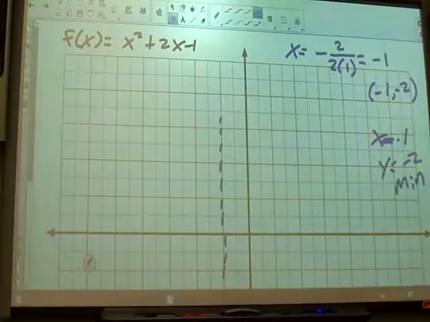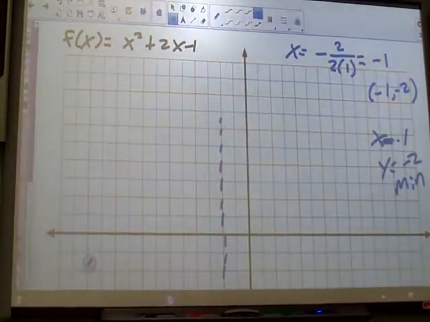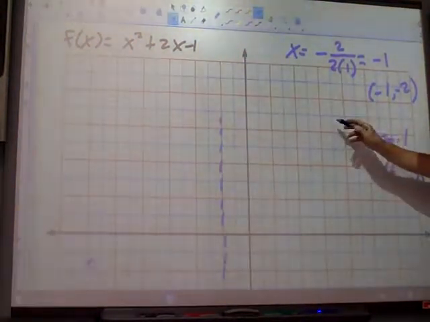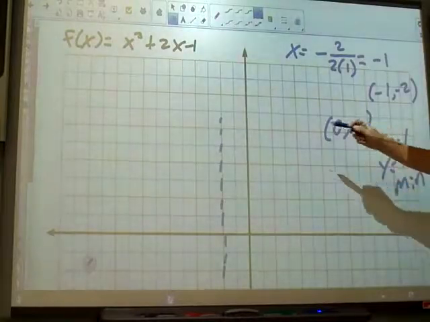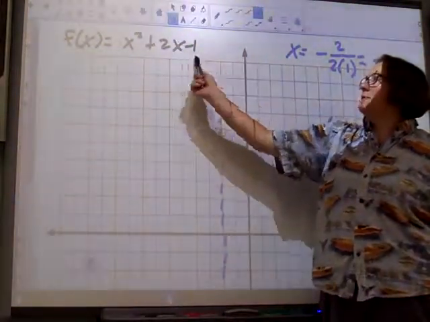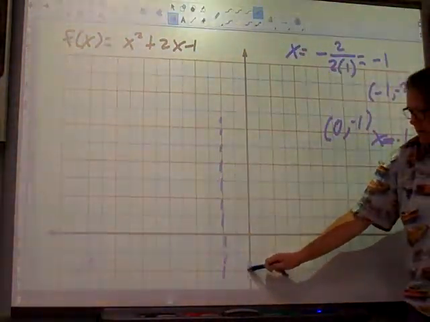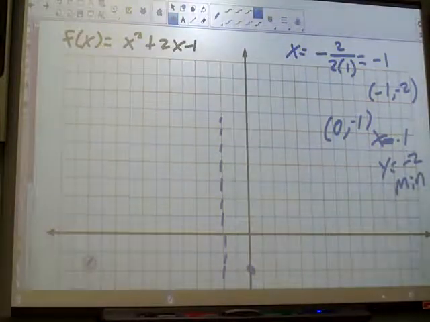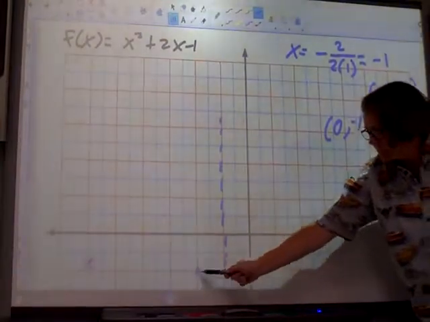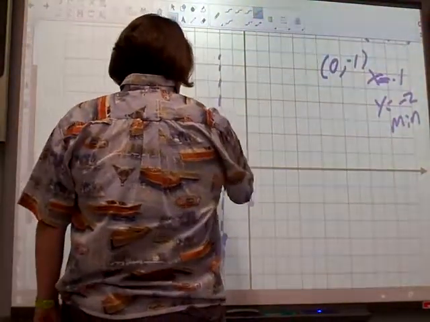Like 0, like Chloe said on this one, would be super easy. Because if you plug a 0 in for x, 0 squared is 0. 2 times 0 is 0. So all you've got left is a -1. 0, -1. And now you just get to count. Jump that over. Scoot it up so I can draw my pretty parabola.